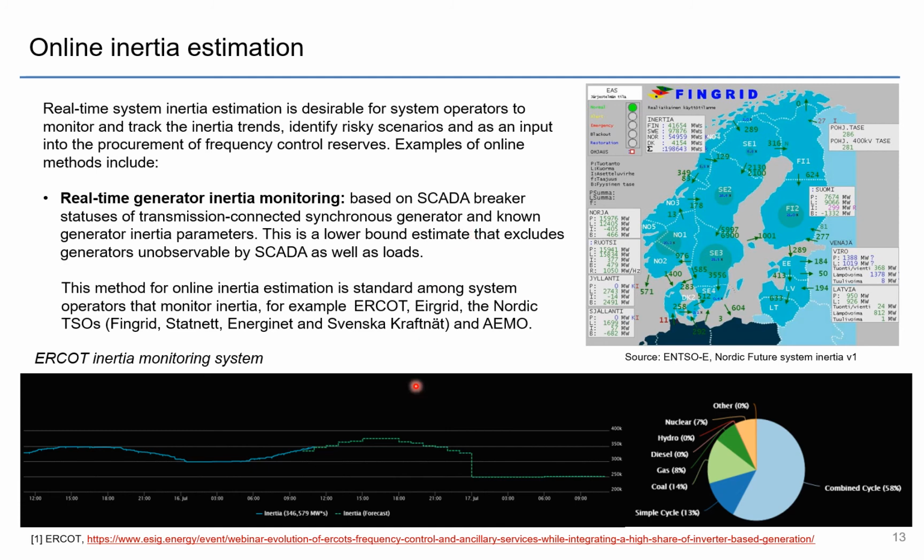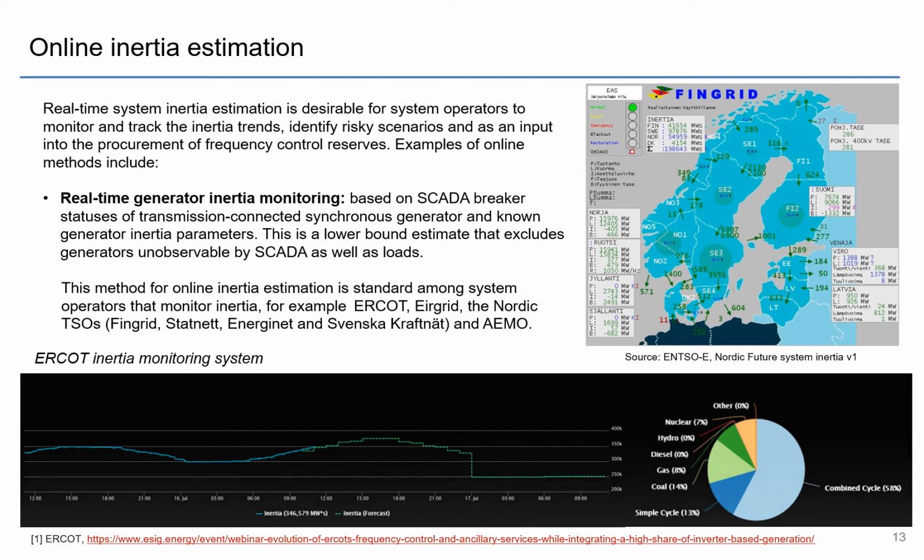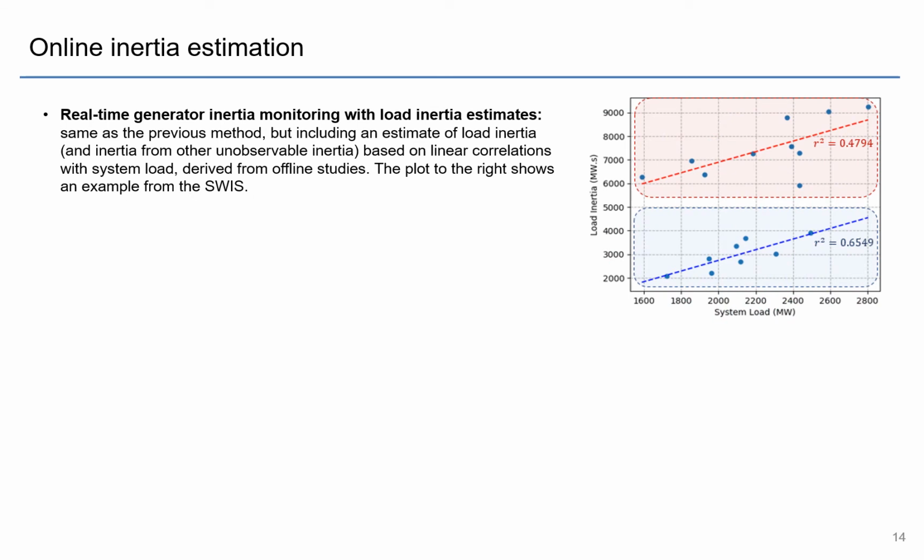So a couple examples here. This one's from Texas in ERCOT, and this one's in the Nordic system. This is a Fingrid picture of it. And also AEMO does this as well as EirGrid. Obviously, the real-time generator inertia monitoring just on SCADA breaker statuses excludes all the load inertia, all the demand side inertia, and inertia from small generators that can't be observed.